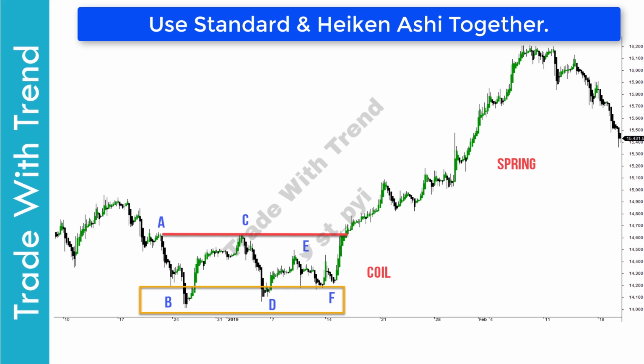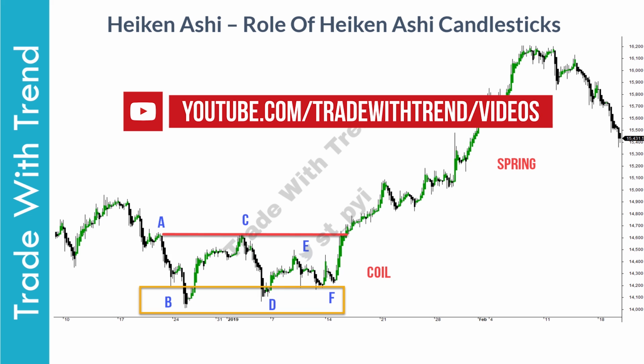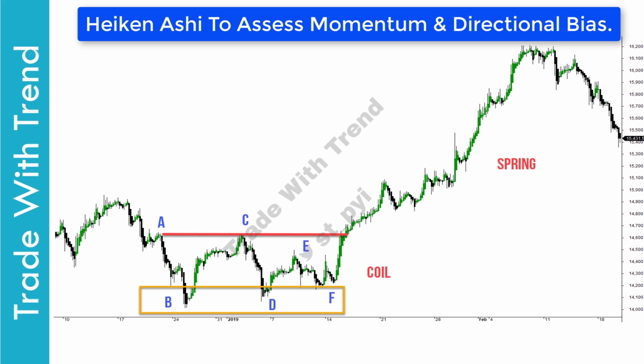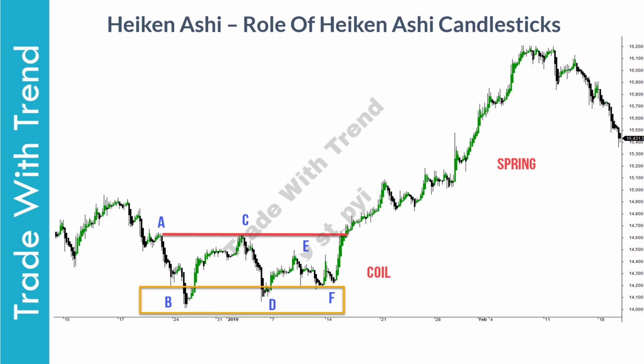But simultaneously, I would recommend that you should be using Heikin Ashi candlesticks as well. Now in this Heikin Ashi strategy, we will be using Heikin Ashi to assess momentum within the trend and the directional bias. We will also be using these to determine who remains in control, that is buyers or sellers. This is something we will be learning throughout this trading strategy in form of many examples.